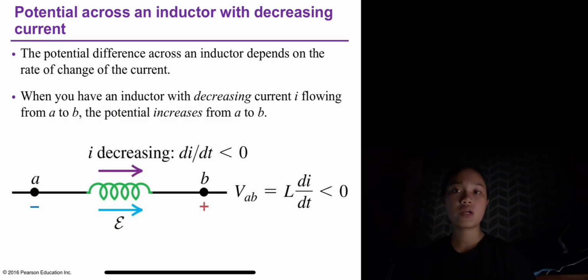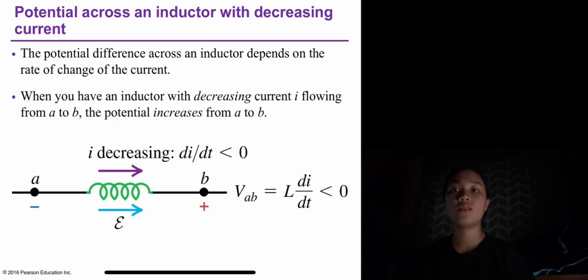The inductor does not simply allow the current to disappear. Instead, it actively responds to the change. So according to Lenz's law, the induced EMF will oppose the decrease in current. So this means the induced EMF acts in the same direction as the original current, and in effect, the inductor attempts to maintain the flow of charge.